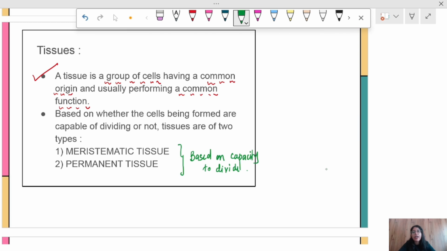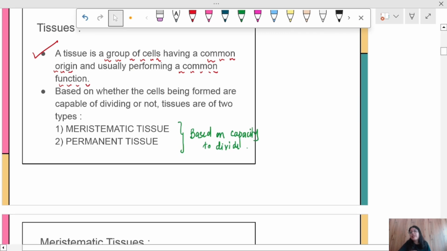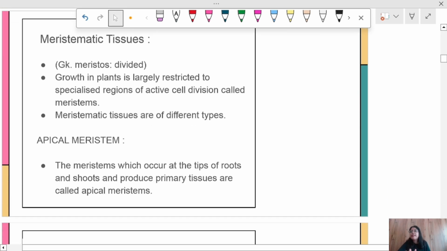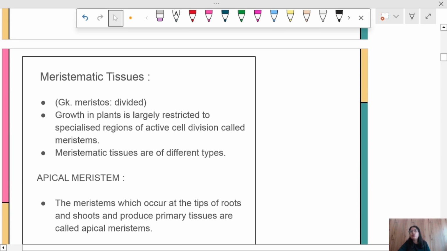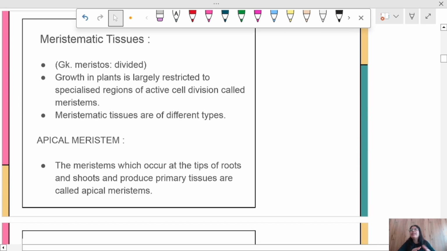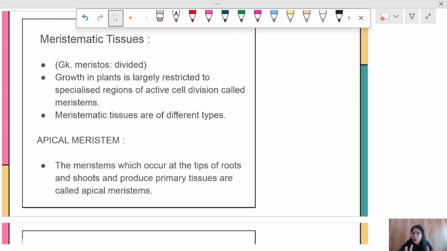Okay, understood? Let's begin with meristematic tissue and study it in detail. NCERT writes that this word meristematic came from a Greek word, meristos. And what is the meaning of meristos? Meristos means divided. So it means that the cell is dividing in this tissue. Now, growth in plants is largely restricted to specialized regions of active cell division, which is called meristem.